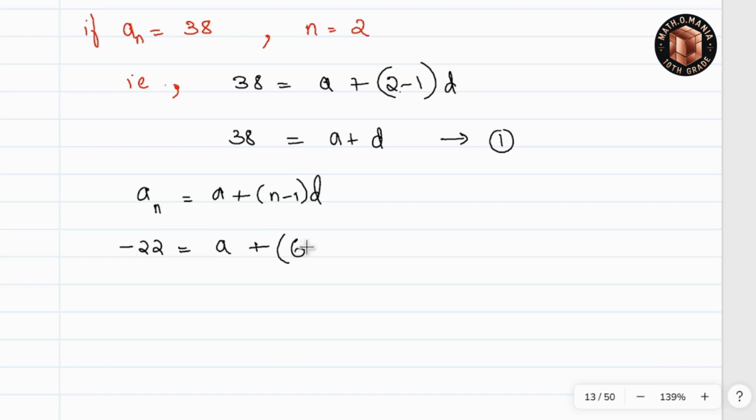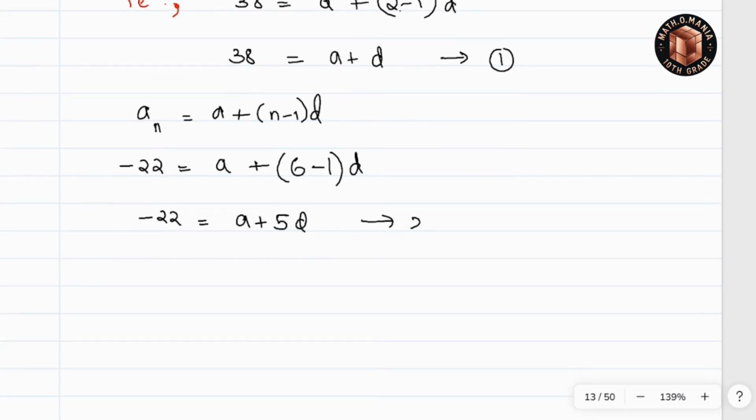So, I have to write 6 minus 1. D also is unknown. Therefore, in this way, I can write it like A plus 5D. For this I will give the equation number 2. Now I have two equations in my hand.